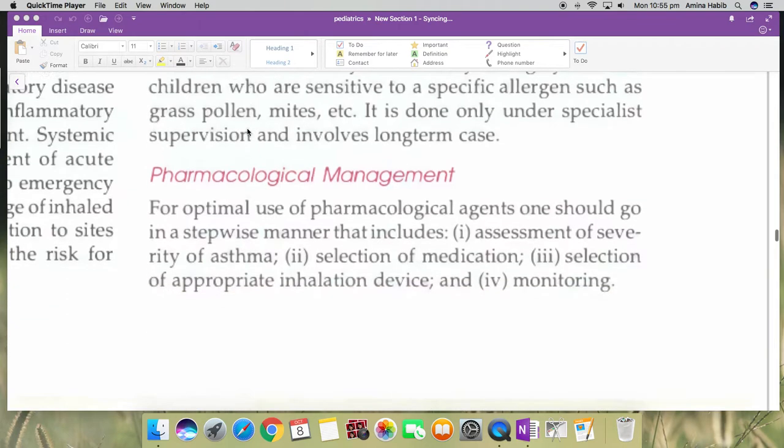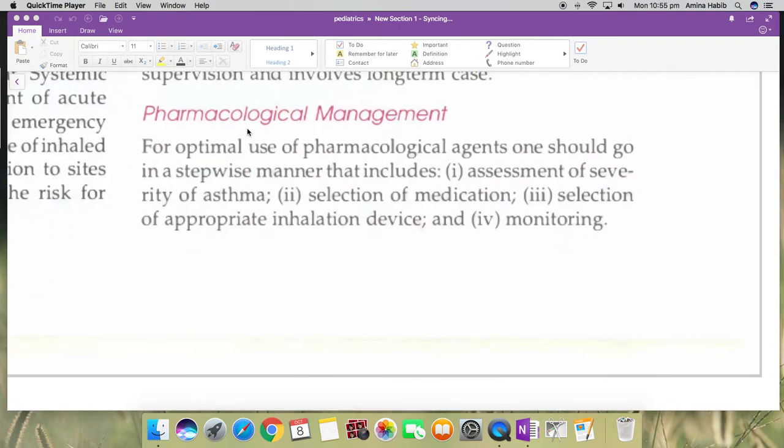Now, coming to pharmacological management. In this, we have to keep in mind, number one, control the symptoms. Number two, assessment of risk of exacerbation. So, the basic symptoms have to be controlled, and any exacerbation of symptoms has to be controlled. Number three, selection of medication, which medicine to choose, then how to give that medication, like the inhalation device, and lastly, monitoring. So, these are the five components of drug therapy.